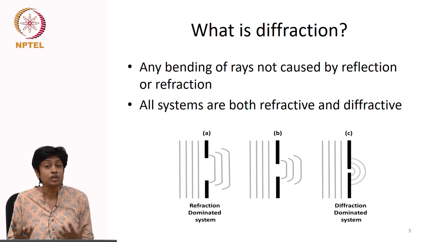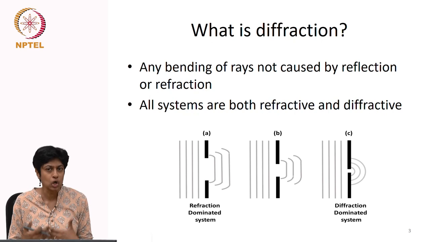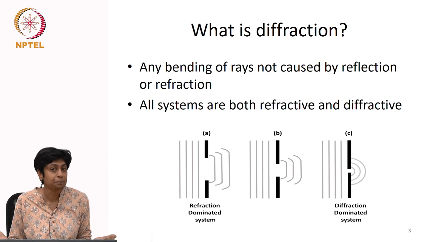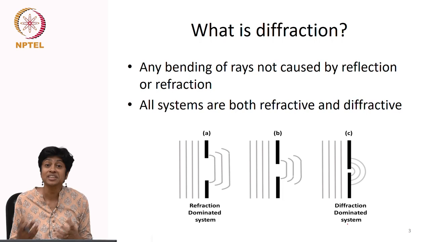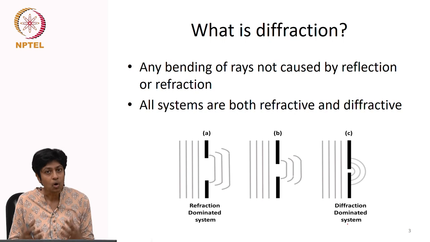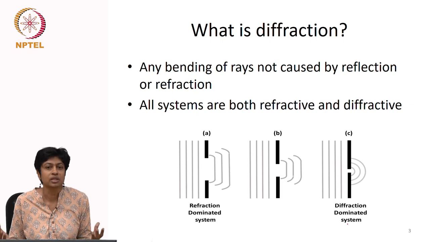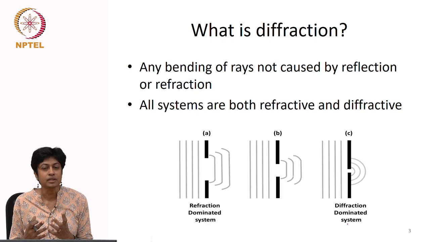One of the effects of diffraction is that light takes a route or a path that's not intuitive. It takes a path that is not a straight line path, as one expects from geometric optics. One way of defining diffraction then is to define it by what it is not. So any bending of light caused not by reflection, not by refraction, you could think of this as diffraction. Okay. Now, while that might be good for a definition, what does it really mean?